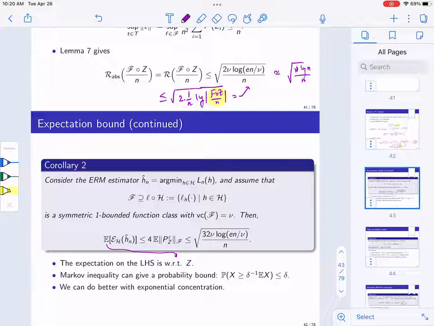So this is L_n(h), which is just 1 over n times the summation of l(h(x_i), y_i), that is, l(h, z_i) for i from 1 to n. So we take the expectation over the training. This is like saying, on average, the excess loss is controlled by this, and you can see it goes to 0 as n goes to infinity. So you can consistently learn finite VC classes. Okay.